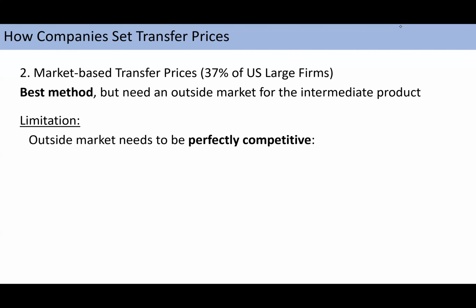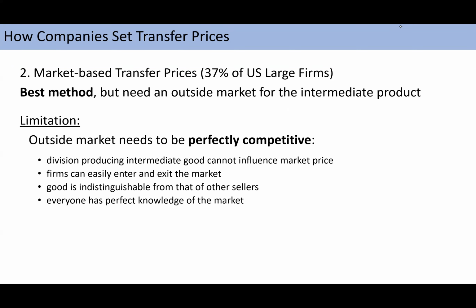A perfectly competitive market is where the division producing the intermediate good cannot influence market price. Instead, the market will be determining the market price. And this perfectly competitive market is where firms can easily enter and exit the market, and the good is indistinguishable from that of other sellers. Also, everyone has to have perfect knowledge of what the market looks like.